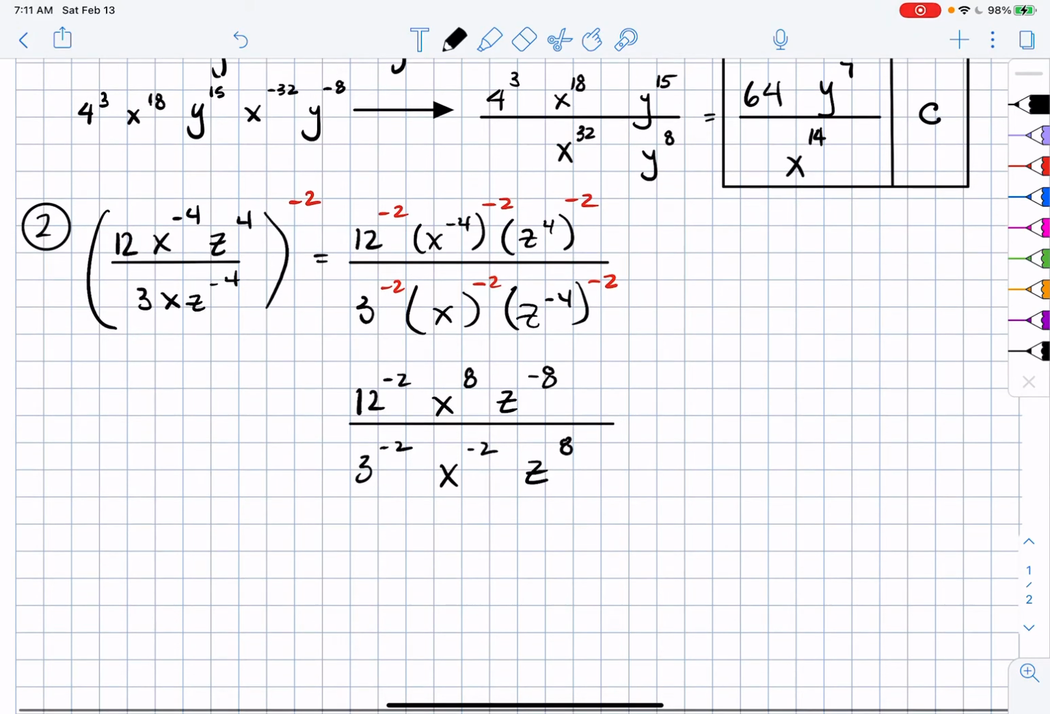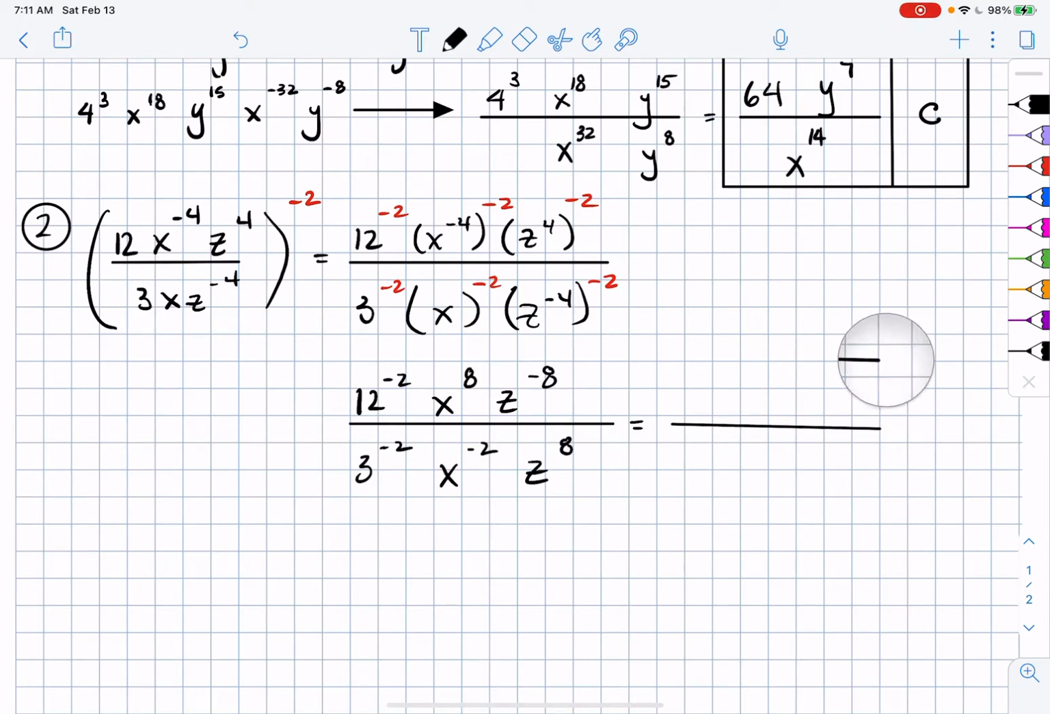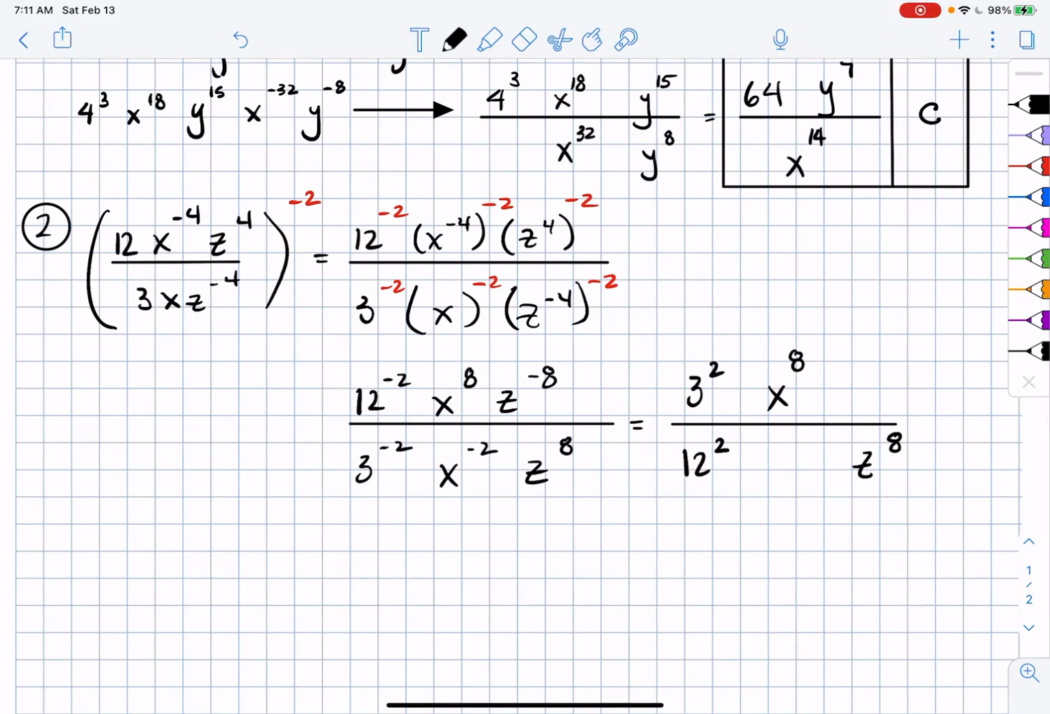Now let's move. Does 12 like being on top? No. Does x to the 8th? Yes. Does z to the negative 8? No. Now the bottom. Does 3 like being on the bottom? No. Does x like being on the bottom? No. Does z to the 8th like being on the bottom? Yes. Now we can simplify.